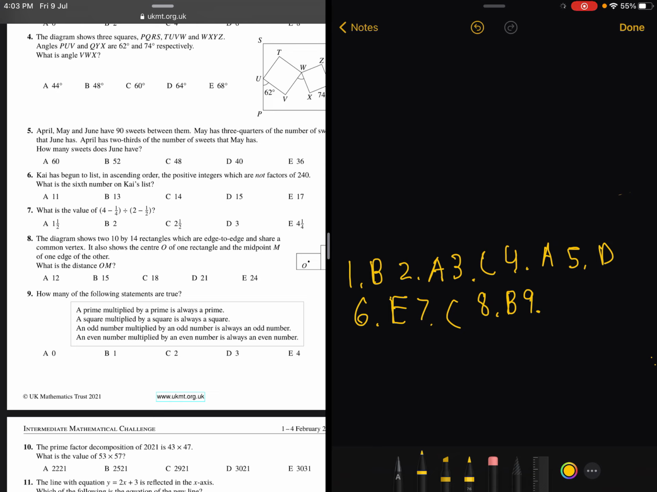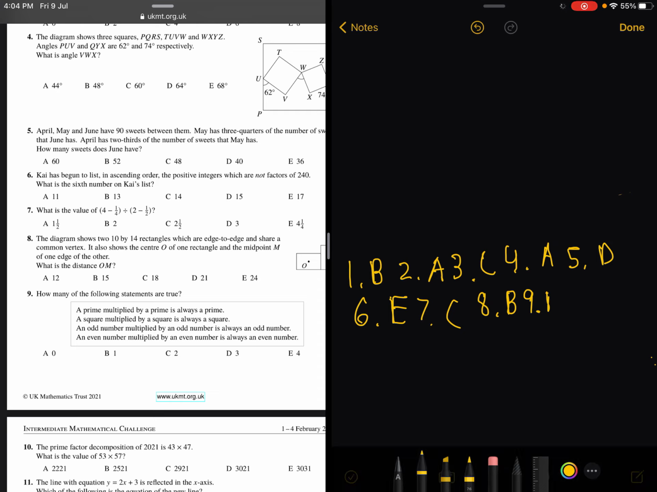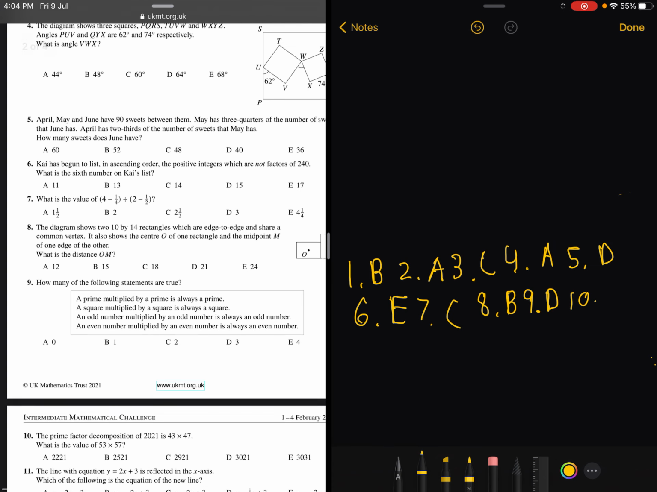An odd number multiplied by an odd number is always odd. That is also true. We can prove that, but let's just take a case, for example, 7 into 9 is 63. An odd into even is always an even number, but if there is no even factor, it cannot be an even number. So the third statement is also true. And even into even is always even, because if you have an even number and you multiply it by any other number, it will always give you an even number. So 3 of the 4 statements are true. 9 is D.